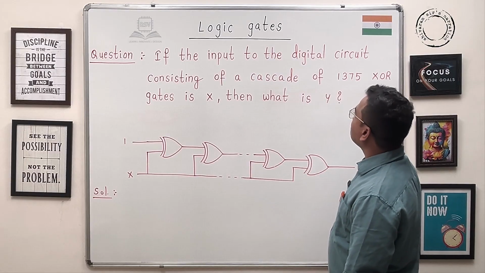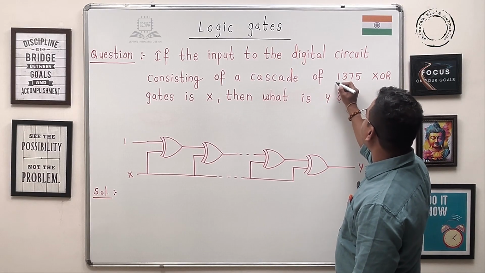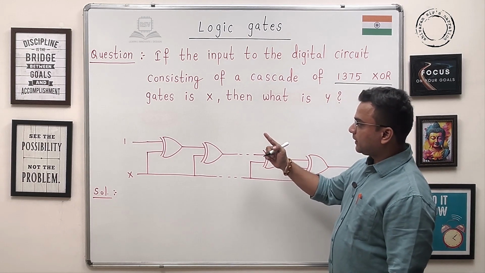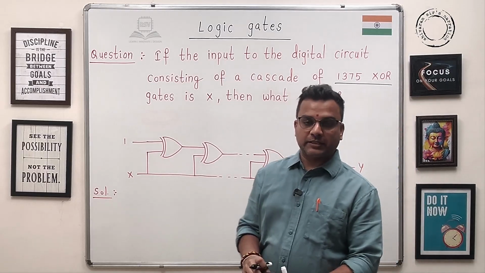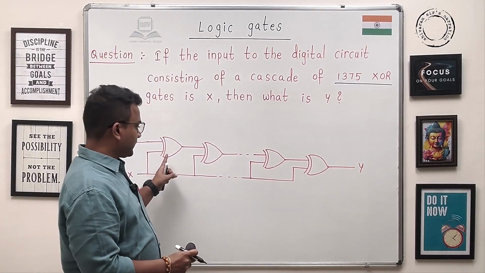If the input to the digital circuit consisting of a cascade of 1375 XOR gates is X, then what is Y? Means they are expecting the output. What is the output? Guys, it is an XOR gate.